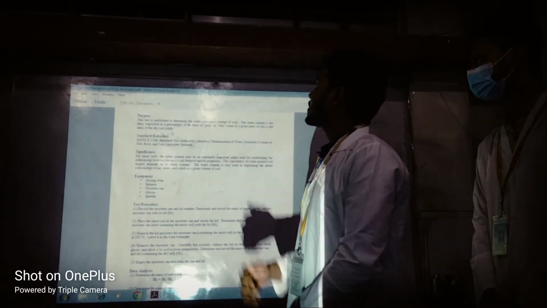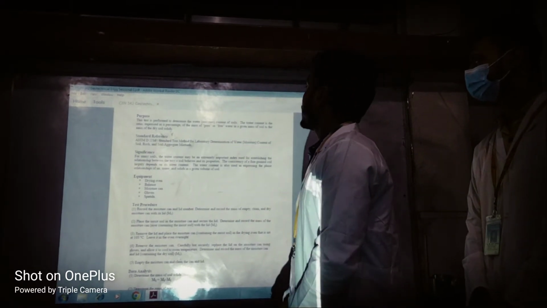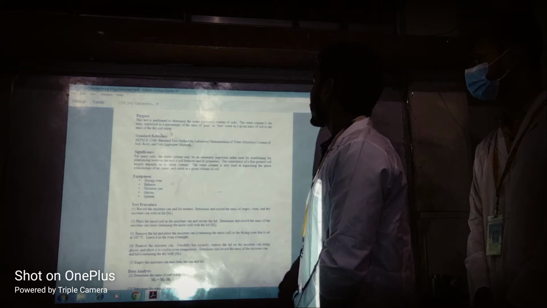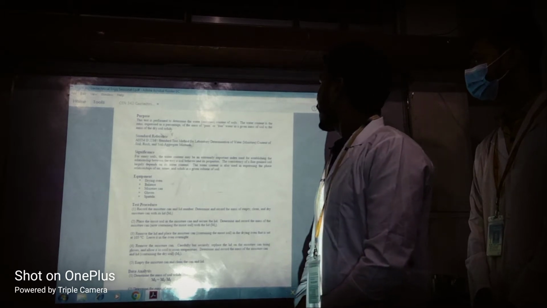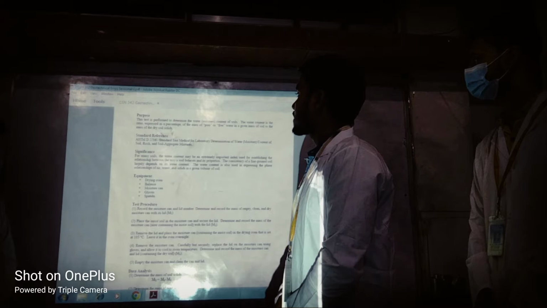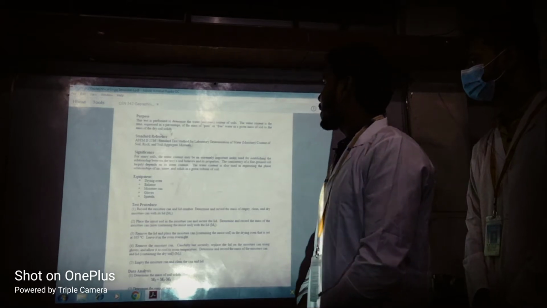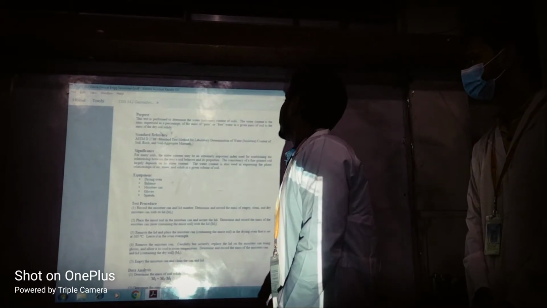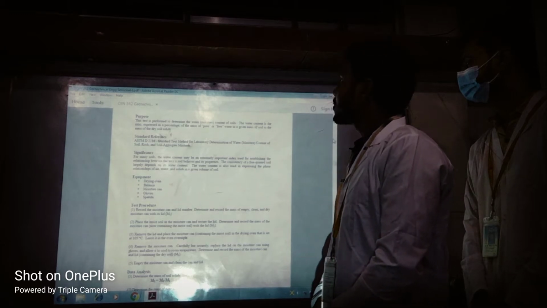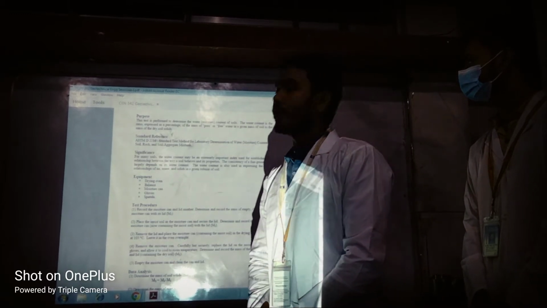This is the purpose. This test is performed to determine the water content of soils. The water content is the ratio expressed as a percentage of the mass of pore or free water in a given mass of soil to the mass of the dry soil solids.